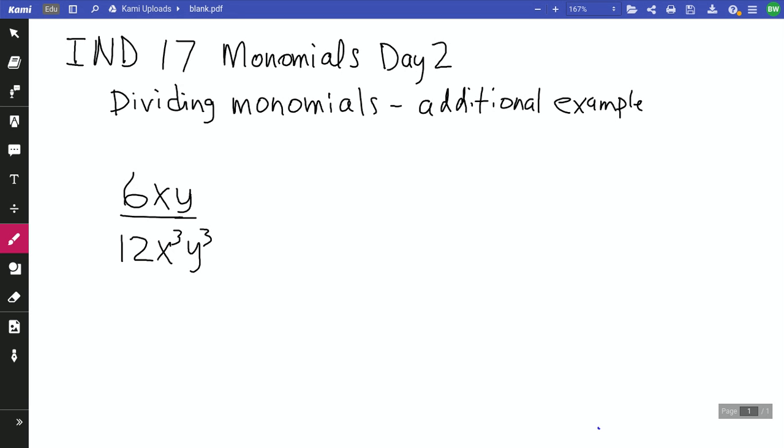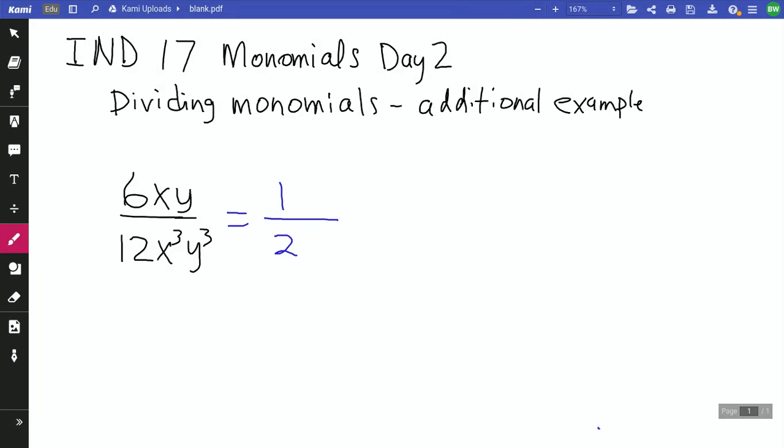So the first step was to divide the coefficients. If we divide 6 divided by 12, we get 1/2. So we can do that and write the 1 on top and the 2 on the bottom. 6 divided by 12 is 0.5, right? Which is 1/2 if you change it to a fraction.